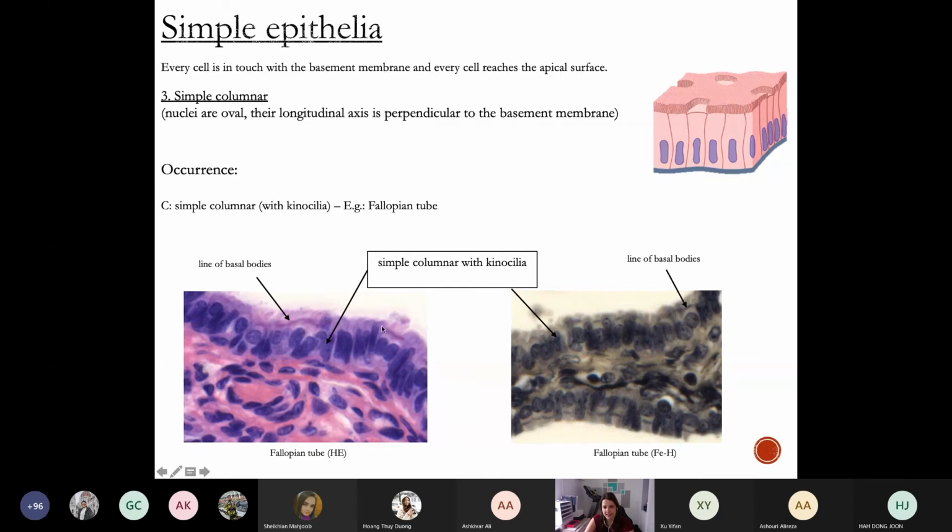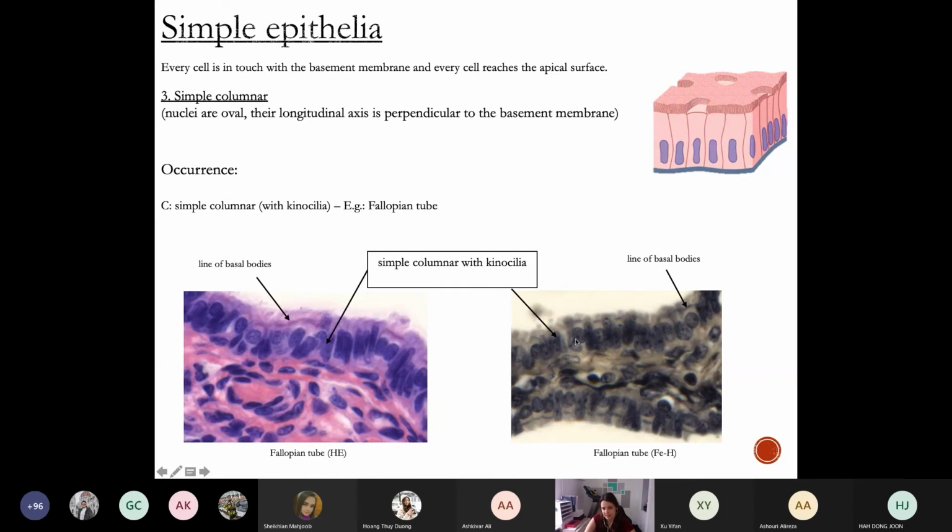Okay, last week we discussed that the kinocilia are anchored to the centrioles of the cells, which will be visible as a line, the line of the so-called basal bodies in the slide. And if you see such a line towards the apical surface of the cells, then you can be sure that these cells have kinocilia on the surface. Okay, with a different kind of staining, you can see the line with a different color. In this case, it's black.